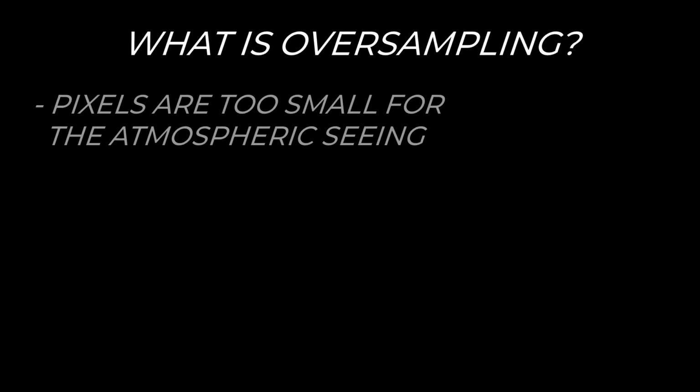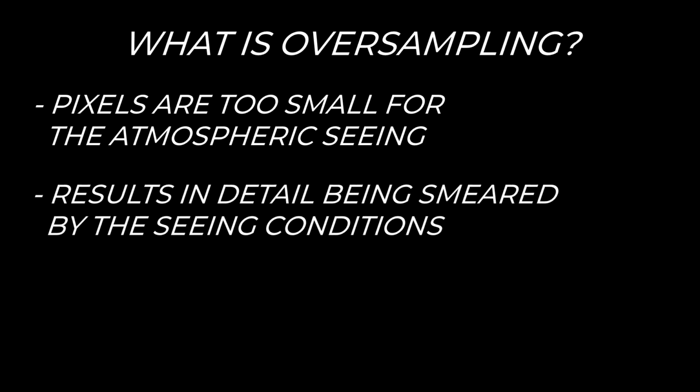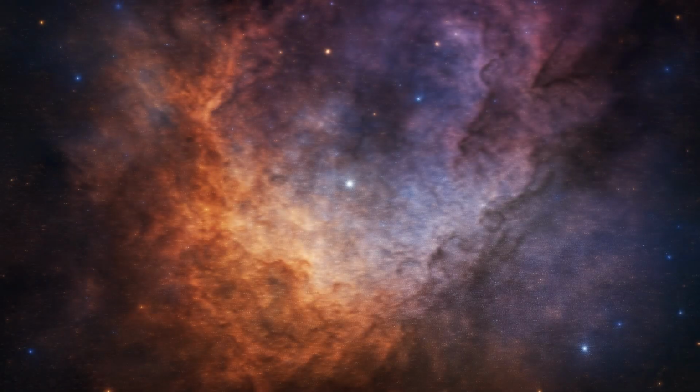When it comes to your telescope and camera, when you have huge pixels, the fine features of a galaxy or nebula just disappear. Stars become squares. Edges become jagged. Oversampling, on the other hand, is when your pixels are too small for your atmospheric seeing. This means you're trying to record detail that the sky isn't actually giving you. The atmosphere is blurring everything before it hits your camera sensor. This results in images that look soft or mushy, even if your focus and tracking are perfect.